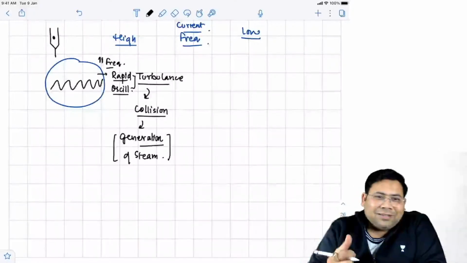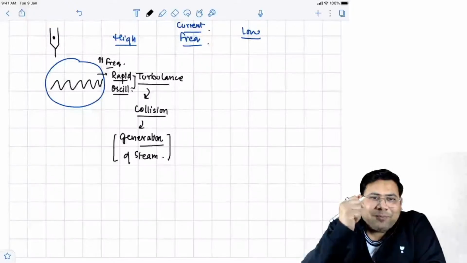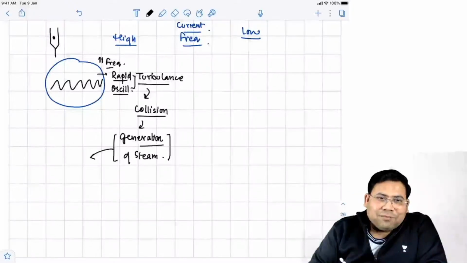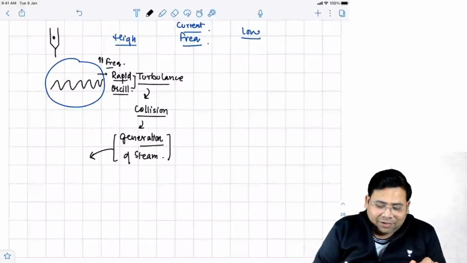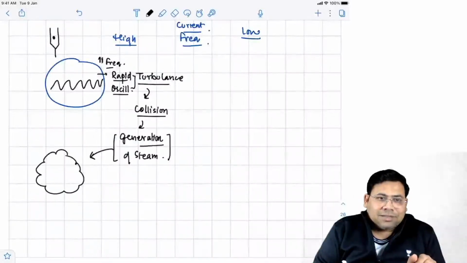Anyways, so let us do this. There is generation of steam, and if there is generation of steam, what will happen? The steam will expand, and when it expands, the tissue will blast.